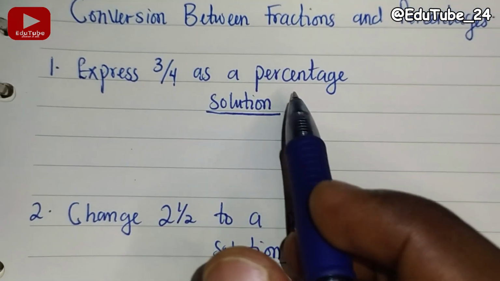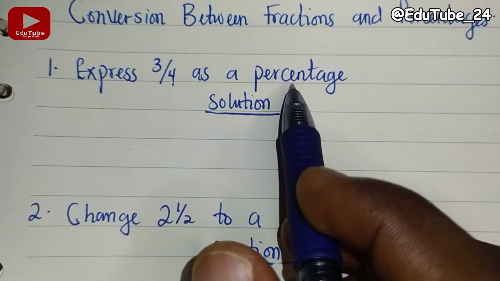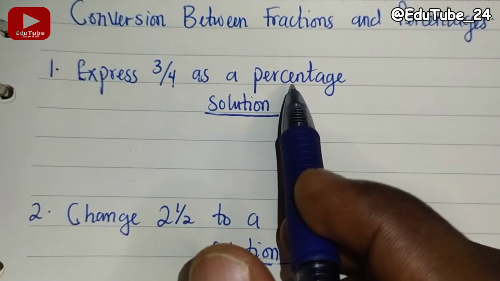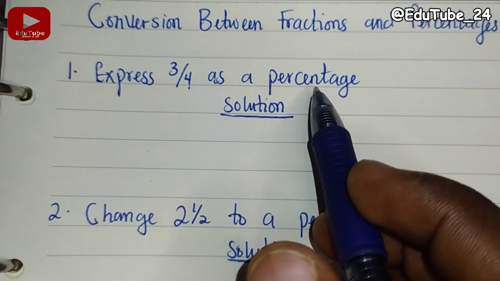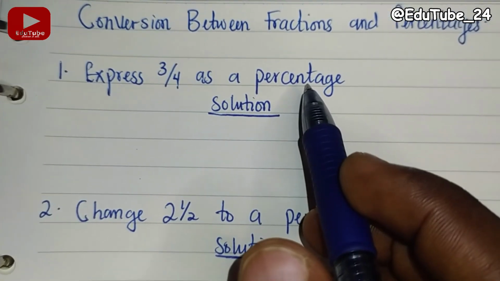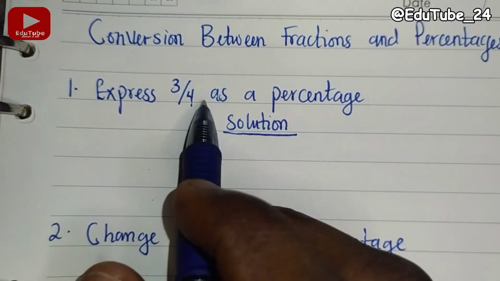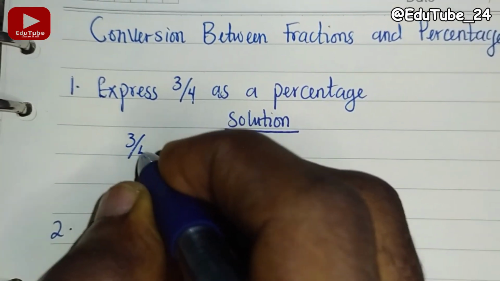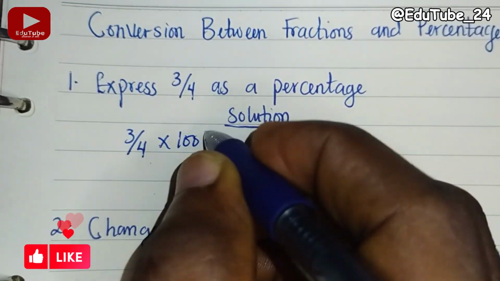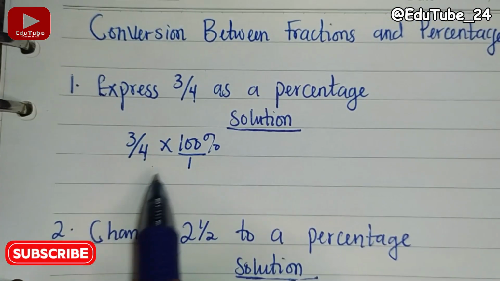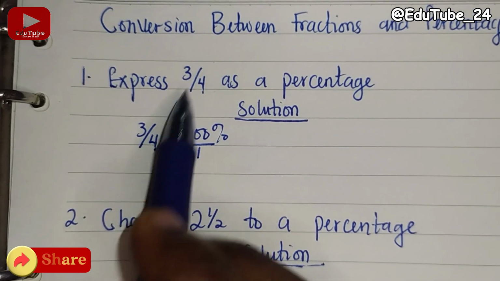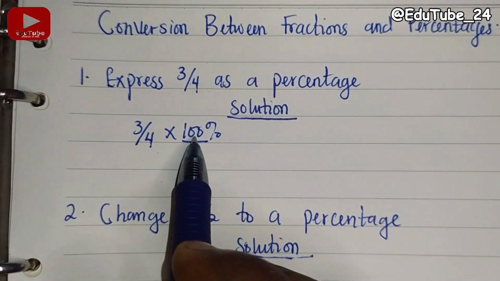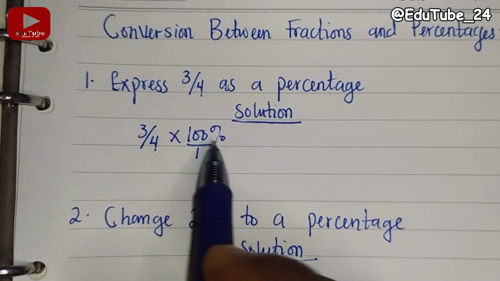Now to express as a percentage, it is important we understand the rudiment of percentage. Percentage is basically a number out of 100 or a number by 100. It is represented by a sign basically called percentage or percent. So to express 3/4 as a percentage, we are basically going to just multiply 3/4 by 100% over 1. As we said, percentage means by 100 or out of 100.